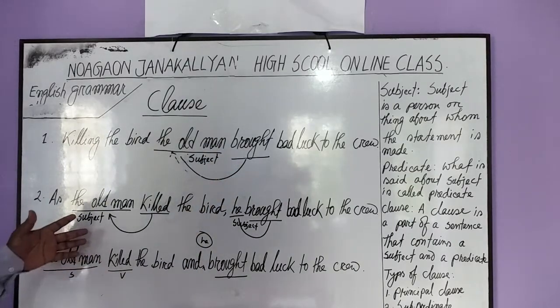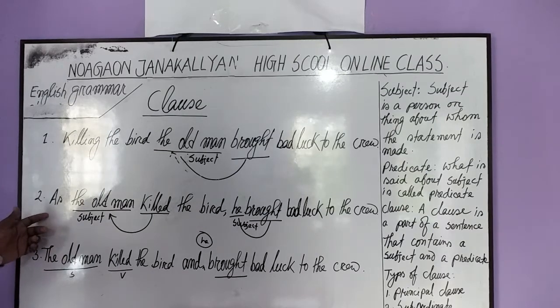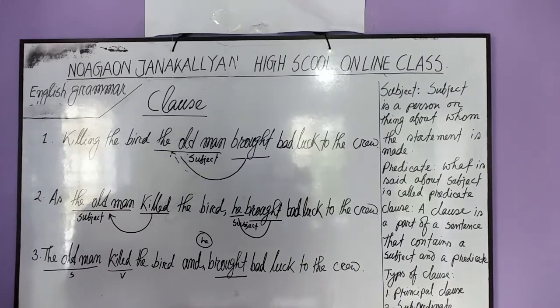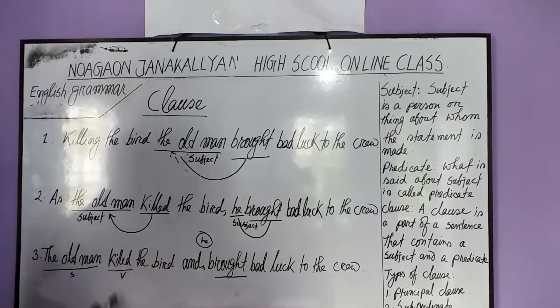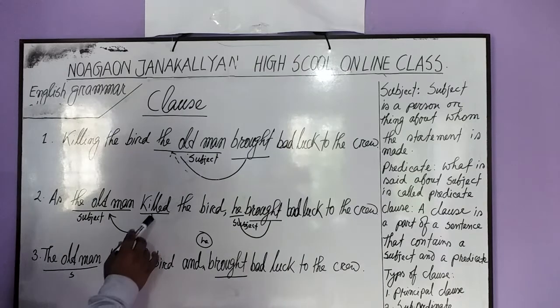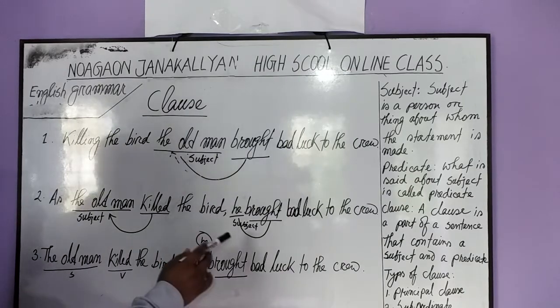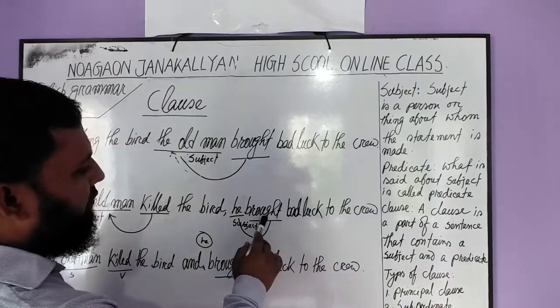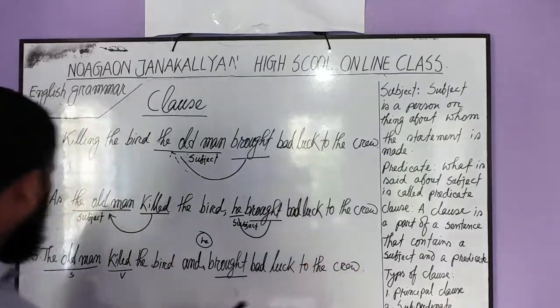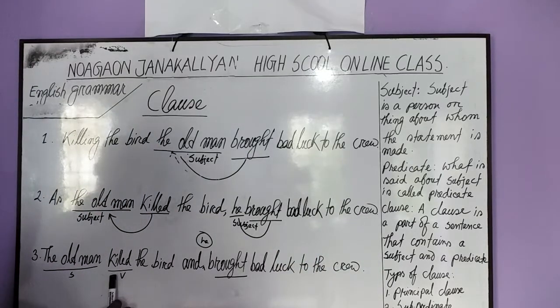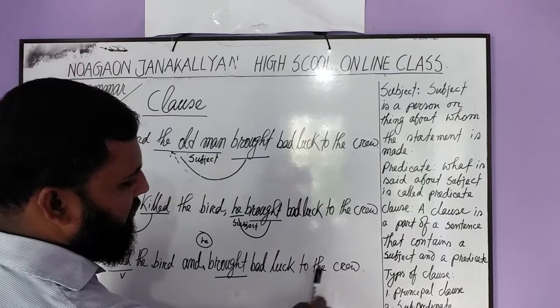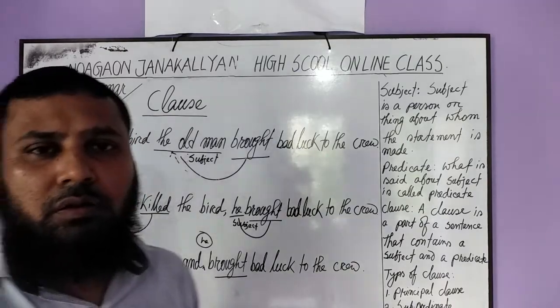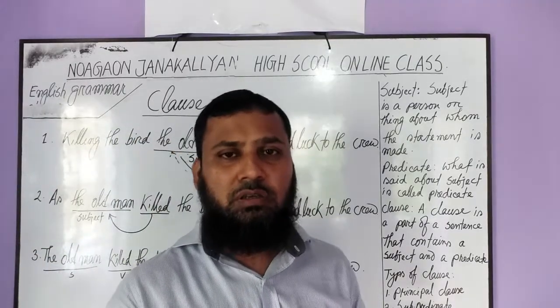Again, in sentence 2, what is the predicate of this part? The predicate of this part is killed the bird. In the second part, brought bad luck to the crew. In sentence 3, killed the bird, and in the second part, brought bad luck to the crew. I think you have got the point.